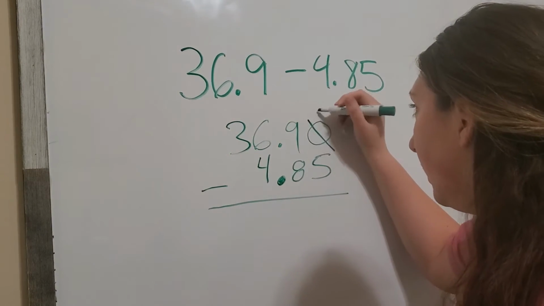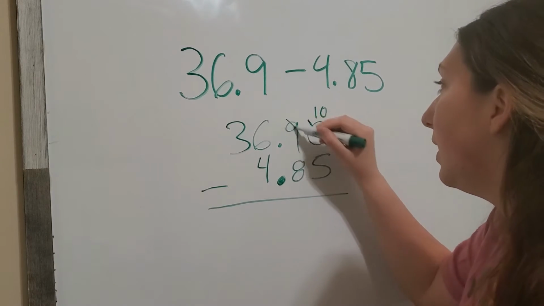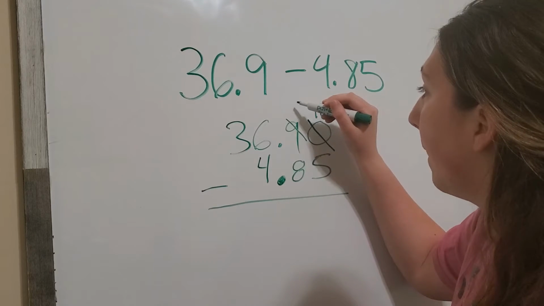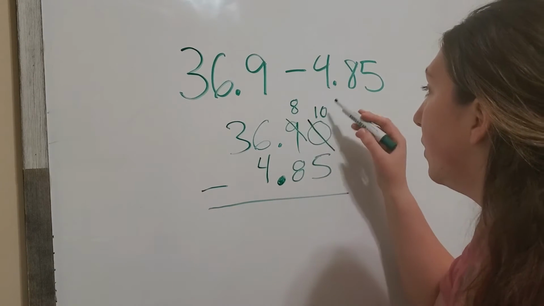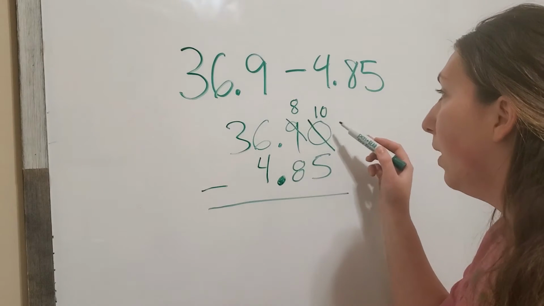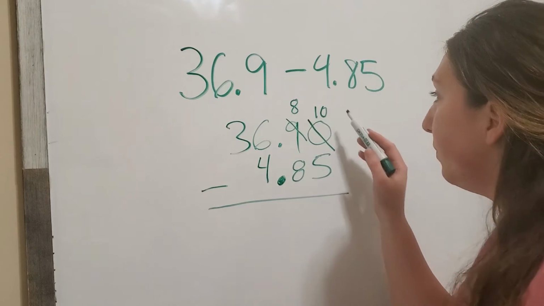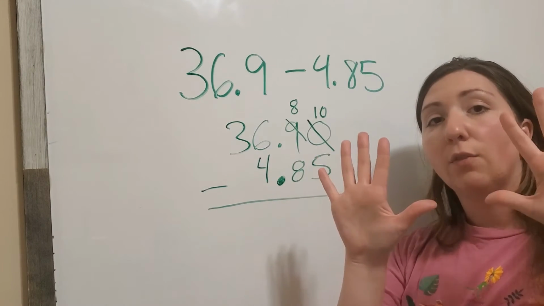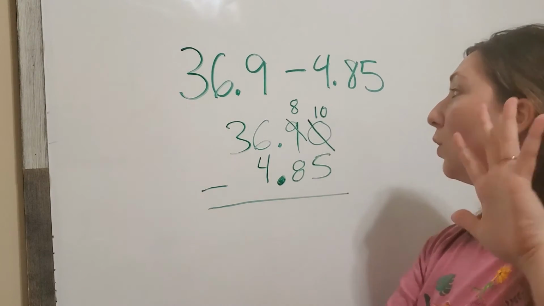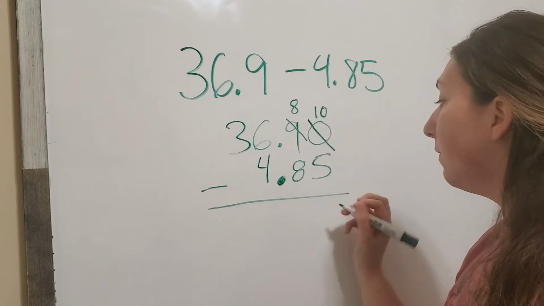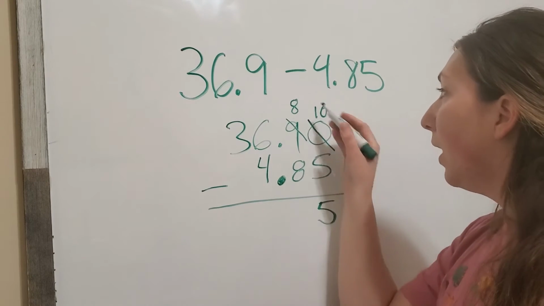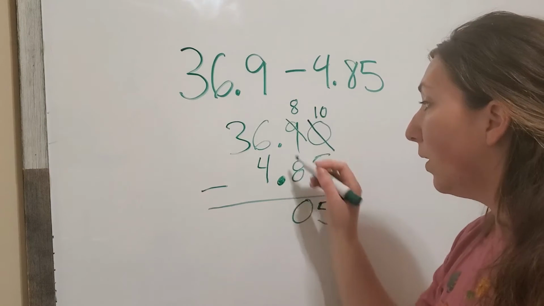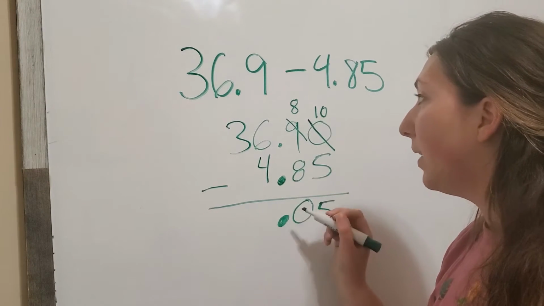So this 0 is going to change that value right there, and it's going to be turned into a 10 because we are taking 1 from the 9. We're going to turn that to an 8. So that's how we get that 10 right there now, and that changes to an 8. So now can we take 5 from 10? Yes. So 10 minus 5 is 5. 8 minus 8 is 0. We are going to bring that decimal point right down.